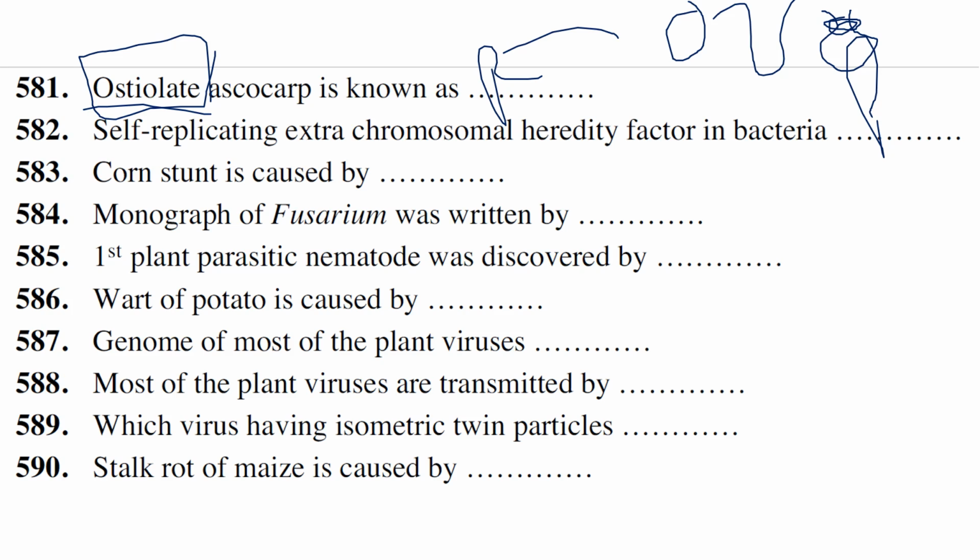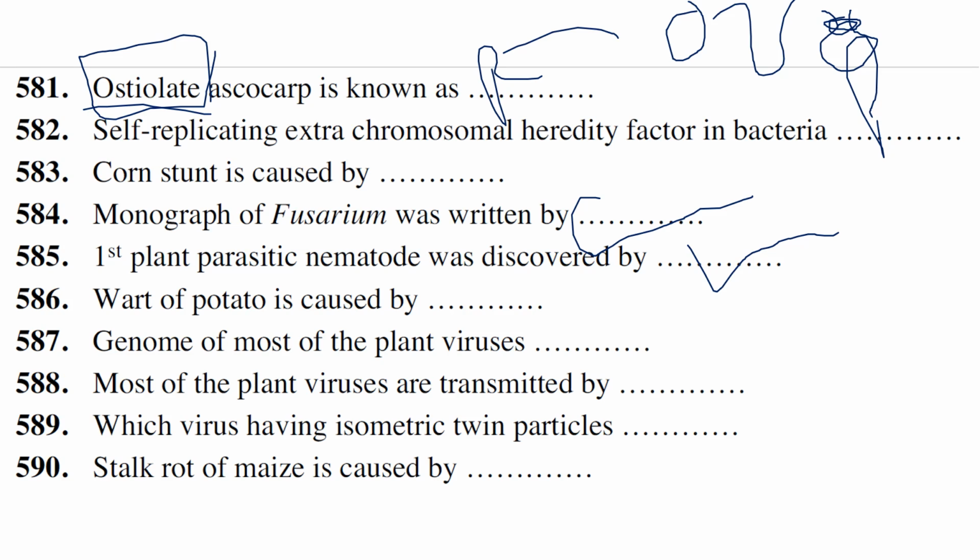Citrus stubborn is caused by Spiroplasma citri. Monograph of Fusarium was written by C. Booth in 1971. The first plant parasitic nematode was discovered by Needham in 1743. The nematode is Anguina tritici, the wheat eelworm nematode we used to call it, right? Wheat eelworm nematode or seed gall nematode. Anguina tritici was first discovered by Needham in 1743.